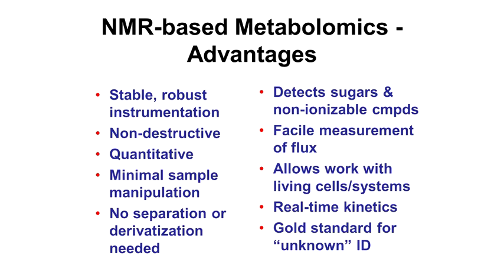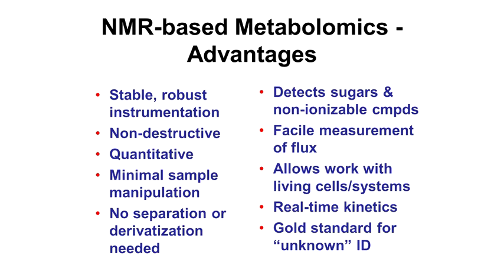You can detect a lot of compounds that cannot be detected by mass spec. Sugars are an example. Other non-ionizable compounds like alcohols are easily detected, polyols. You can measure living systems in NMR. You can't do that with mass spec. So with living systems, you can measure flux, you can measure kinetics, you can image, and you can see these things happening in real time. That's a significant advantage of NMR.